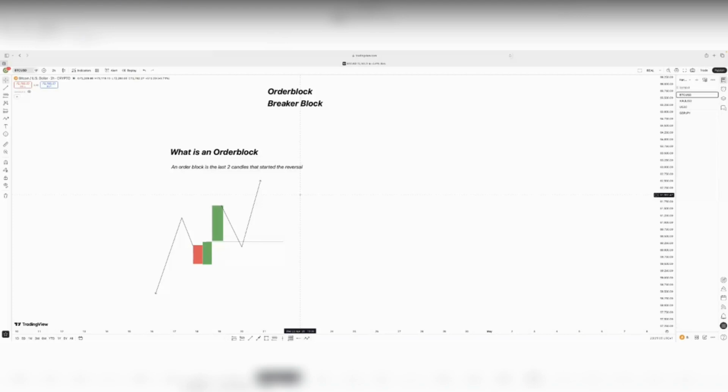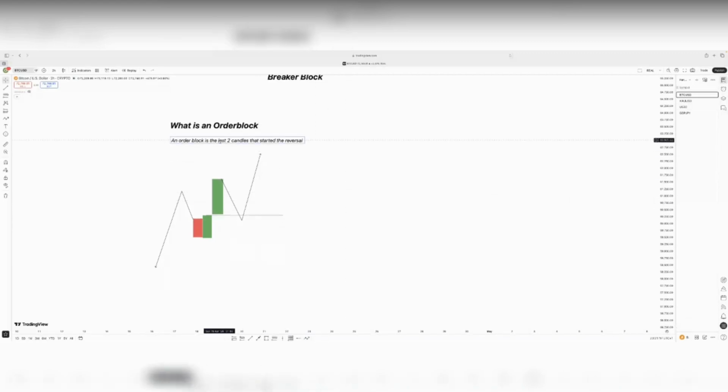I hope you are getting it. This order block now, you guys know the importance. You cannot do away with it. An order block is the last two candles that started the reversal.